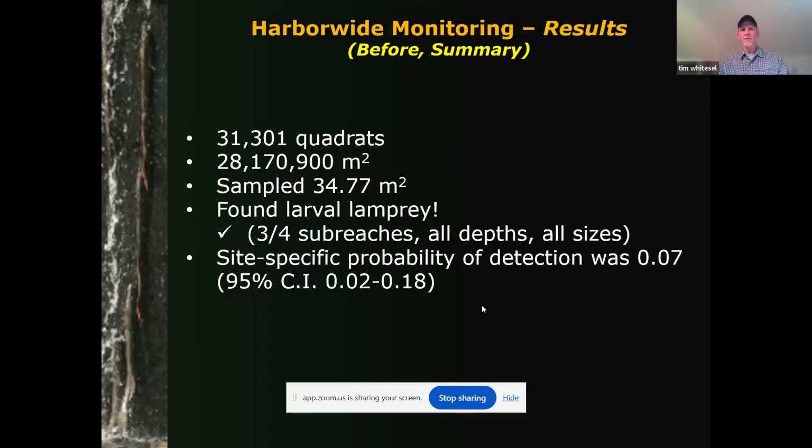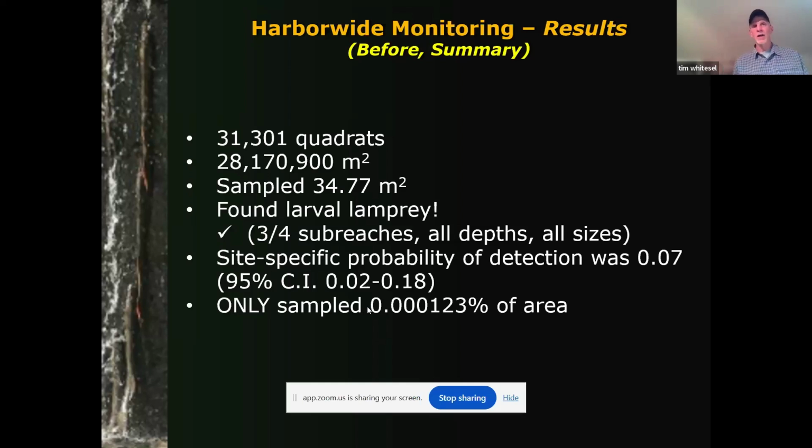We found them in 3 of the 4 subreaches, all depths, and basically all size classes. And our site-specific probability of detection was 0.07. You see some confidence around that. And I just like to highlight that, and this is the way I typically put it. Lots of people are like, well, you didn't find many lampreys, so what's the big deal? I like to sort of flip that on its head. So we only sampled 0.000123%, and that's correct. It's 0.000123% of the entire area of the lower Willamette, and we found lamprey. So in some ways, I think it's actually amazing that we found lamprey, as opposed to no big deal.